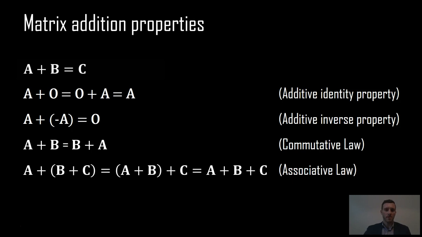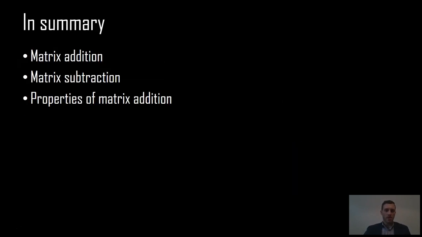That's the commutative law. And then we've got matrix A plus, in brackets, matrix B plus matrix C is going to be the same as adding matrix A and B and then adding matrix C, which equals matrix A plus matrix B plus matrix C. That's the associative law. So in summary, we've had a look at what matrix addition is, what matrix subtraction is, and the properties of matrix addition.